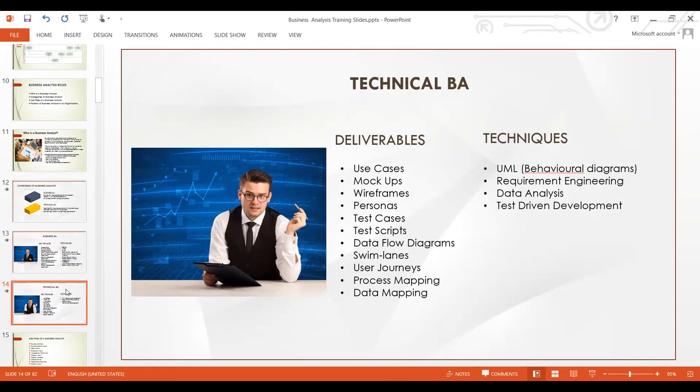We have mockups. Mockups is just a design of how a solution is going to look. And again, wireframes and mockups are almost the same thing, but a wireframe is more of a skeletal overview of a solution. Then persona, the personification of some of the people that will be represented within the use cases.